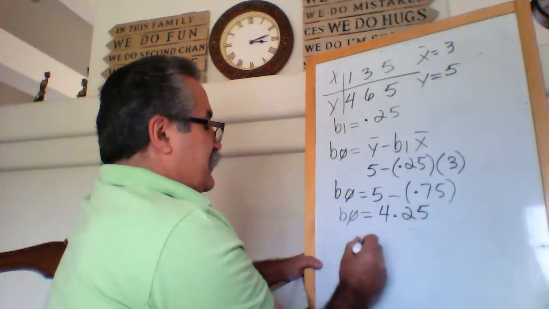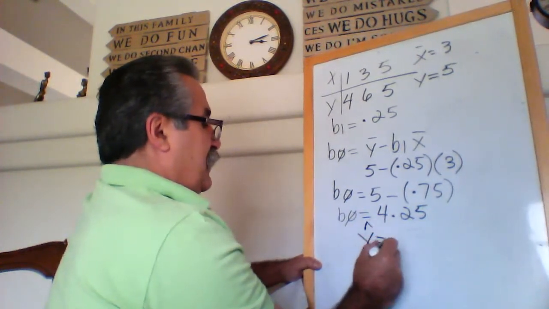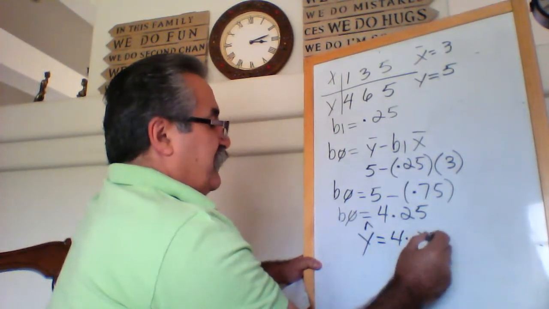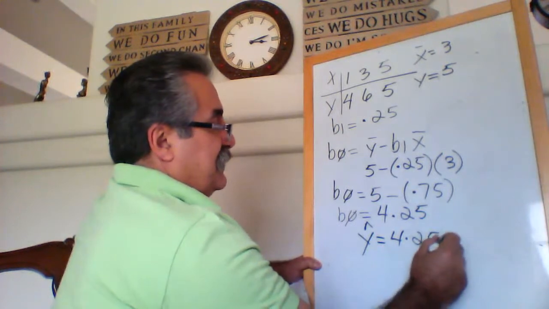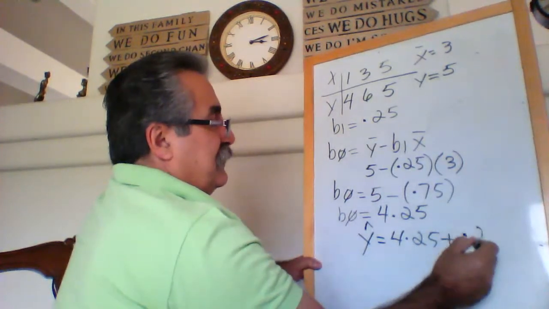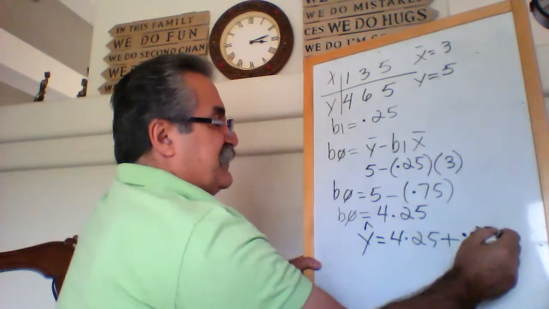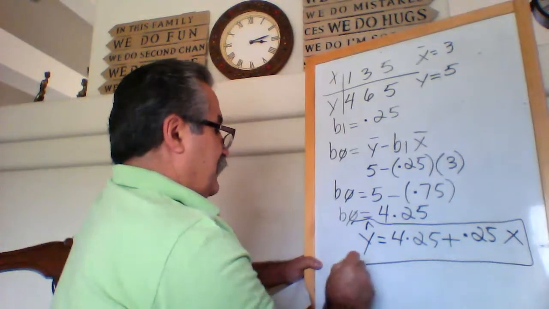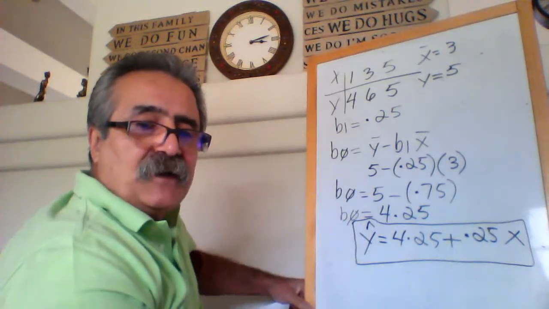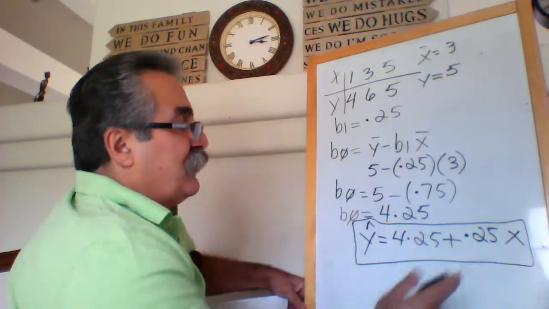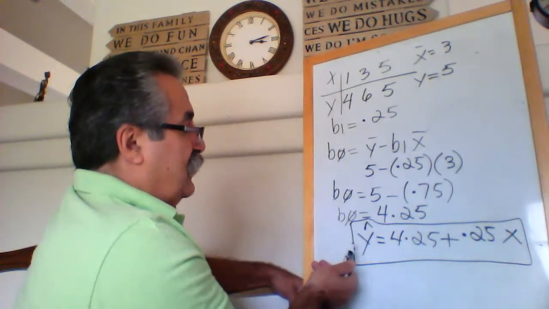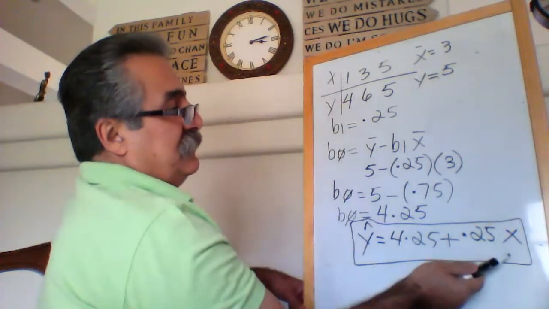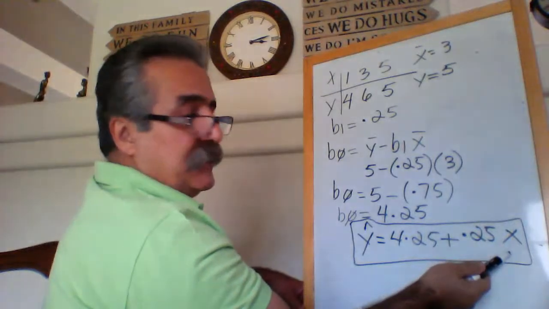So our line regression equation would be B sub 0, 4.25, plus 0.25 times x. So this is our line regression equation. Now, for any given value of x, you'll be able to tell what the estimated value of y would be. Let's go ahead and give the value of x1. X is equal to 1.